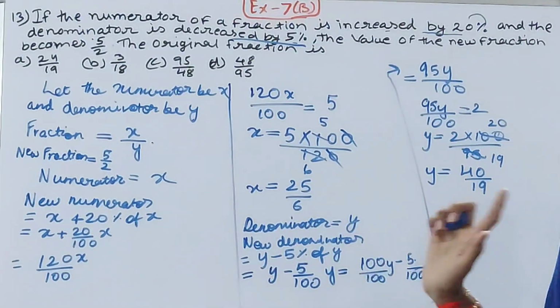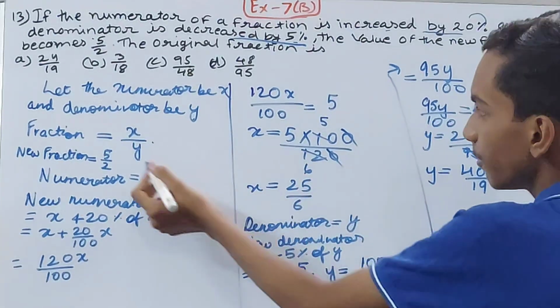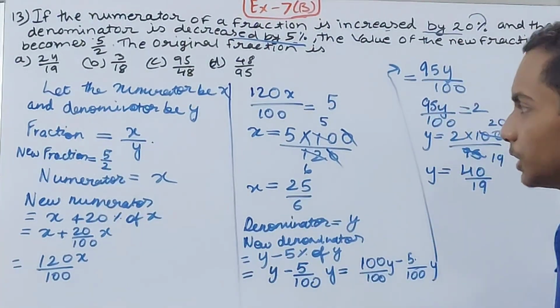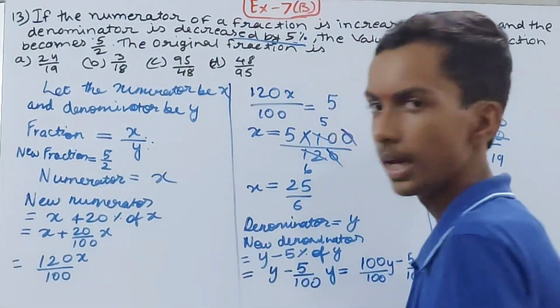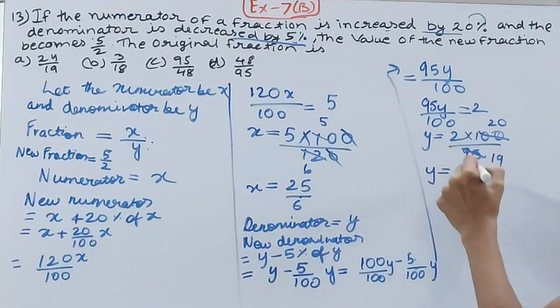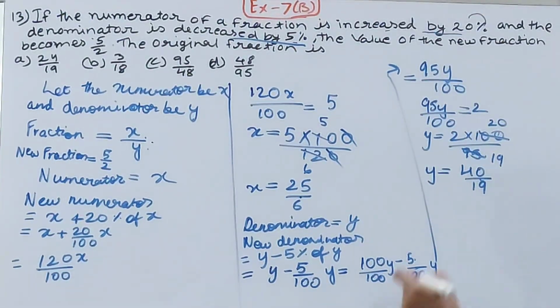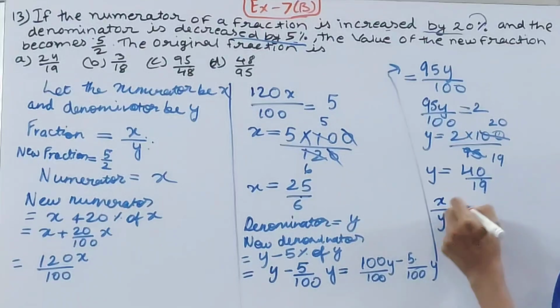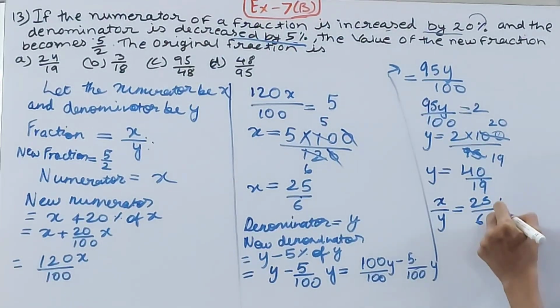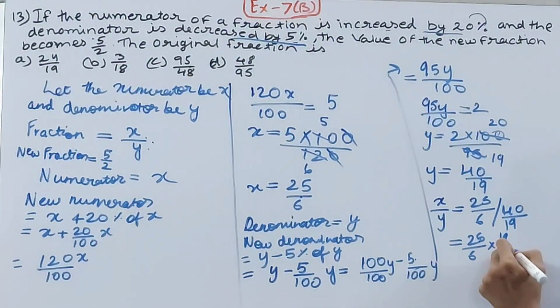And here also leave this x like that. Now your question is almost done. We need to find the value of the original fraction. What is the original fraction? x upon y, x divided by y. So the x value you have got, the y value also you have got. So can you find x divided by y? Yes, x by y will be equal to 25 by 6 divided by 40 upon 19. That means 25 by 6 into 19 by 40, right? What will that be? Let's see here.